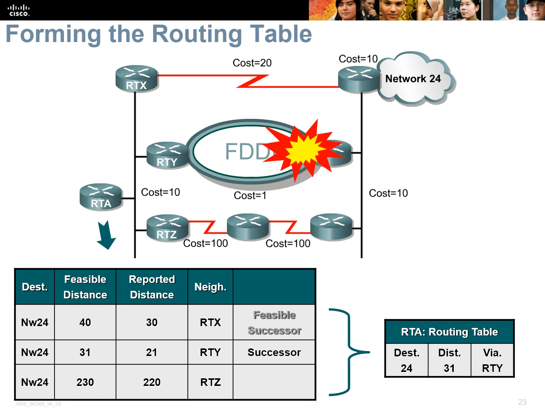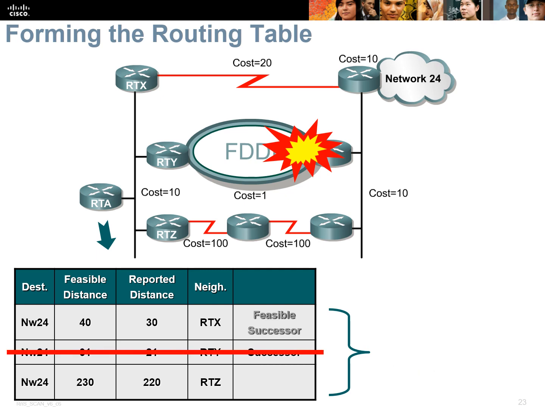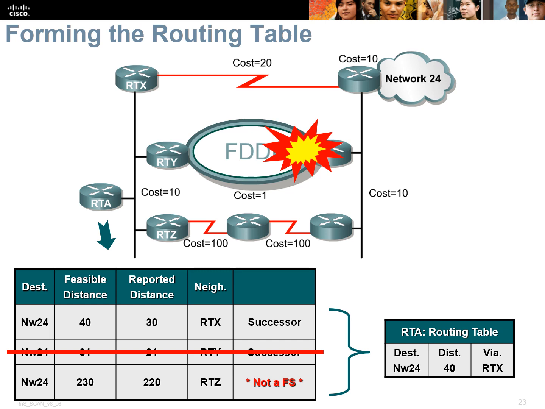But the tradies out in the street have dug a hole and they've dug up our fiber optic cable. So now the successor's gone. No more successor. So thankfully we had a feasible successor. So instantly that is promoted. The feasible successor becomes a successor, and now EIGRP tells the route table, you know what? You can still get to network 24 via router X.